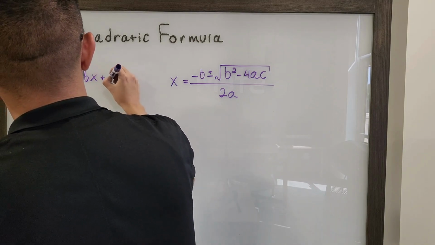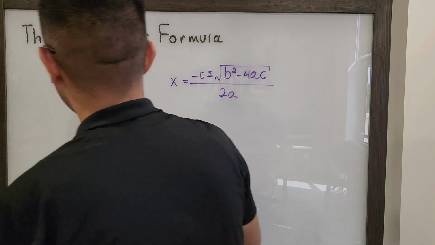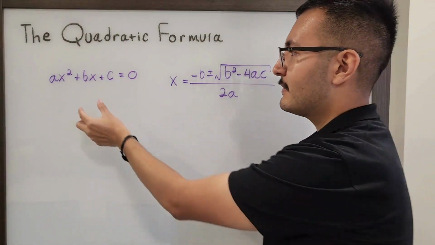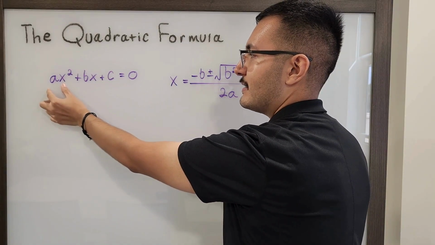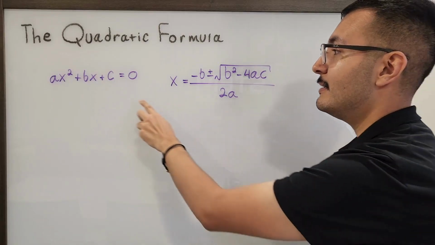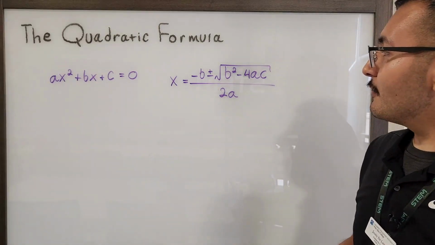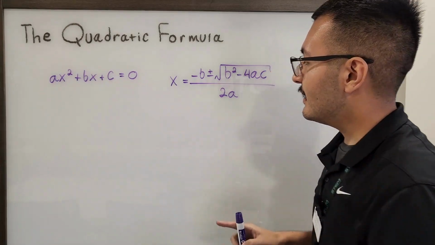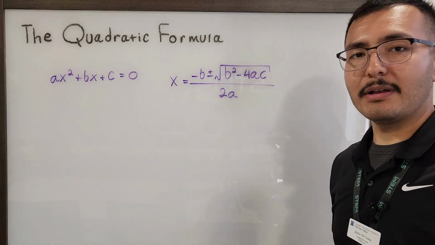ax squared plus bx plus c equals 0. A is the coefficient of x squared, and it corresponds to this a and that a. B is the coefficient of x, and it corresponds to those b's right there. And c is the constant at the end. It corresponds to that c right there.